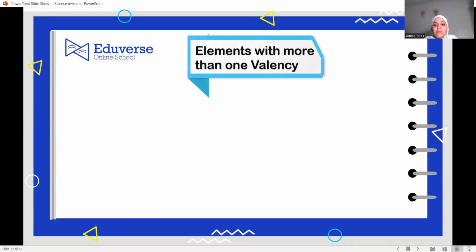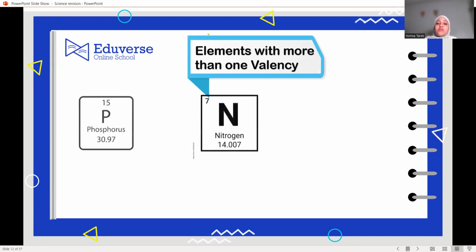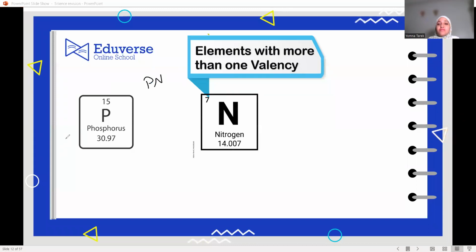Now let's talk about elements that have more than one valency. We have some elements that have more than one valence. Like what? For example, phosphorus and nitrogen. Phosphorus and nitrogen are best friends. P and N. Pen, like pen. Look here at phosphorus, it begins with P. So both of them are pentavalent. Also, this one is N, and it begins also with P. Okay, so they are pentavalent.